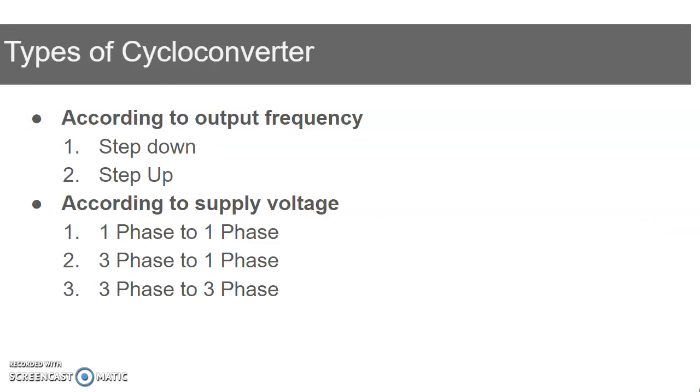Types of cycloconverter. According to output frequency, it can be called step up and step down. According to the supply voltage, it may be single phase to single phase, three phase to single phase, and three phase to three phase.